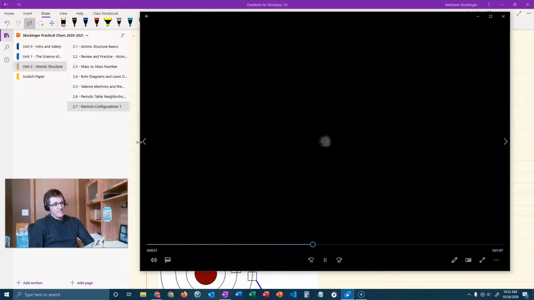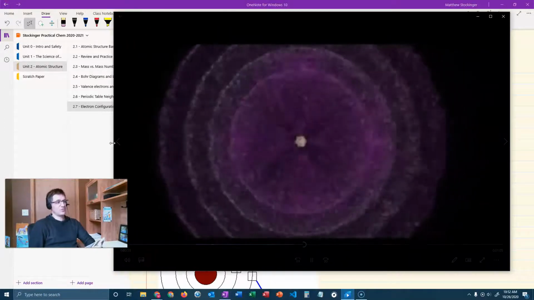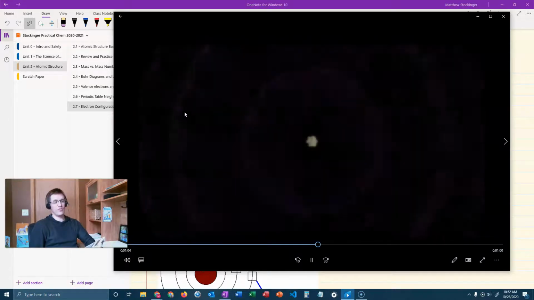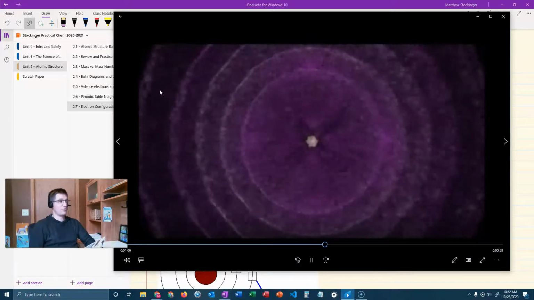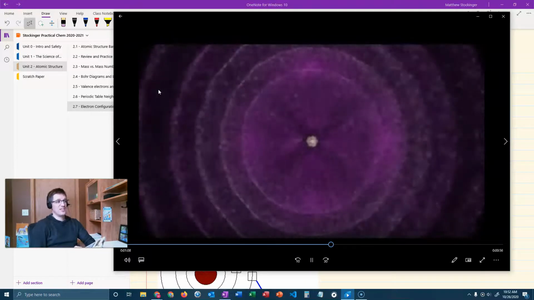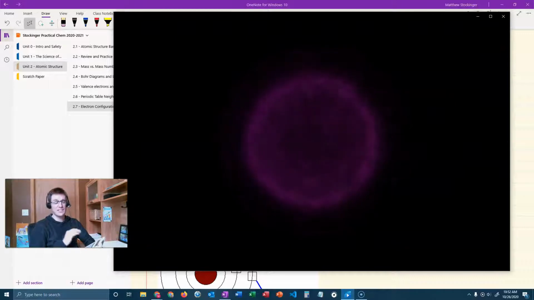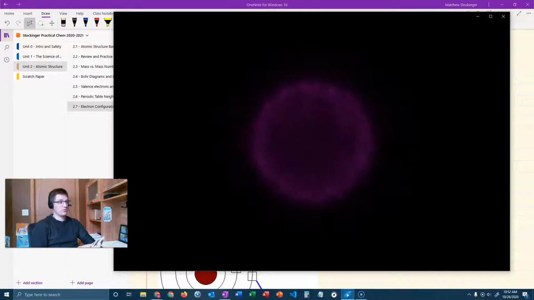Now, it gets more complicated than this too, right? In this movie, it's showing bigger and bigger atoms. Here's one with 4 energy levels. Here's one with 5 energy levels. And all the clouds are spheres in layers like an onion. But in fact, with some bigger elements, the clouds stop looking like spheres too.